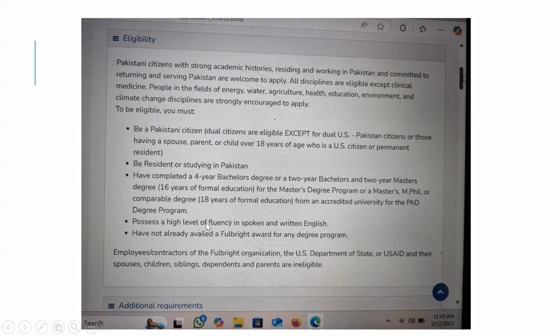You need to possess a high level of fluency in English and written English, and obviously, you will need to demonstrate that through the interview process if you are selected till that stage. Have not already availed a Fulbright award for any degree program.